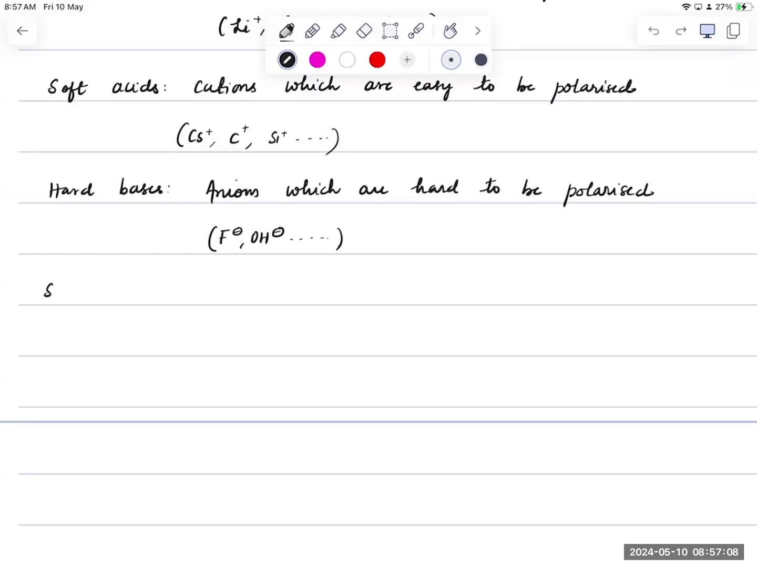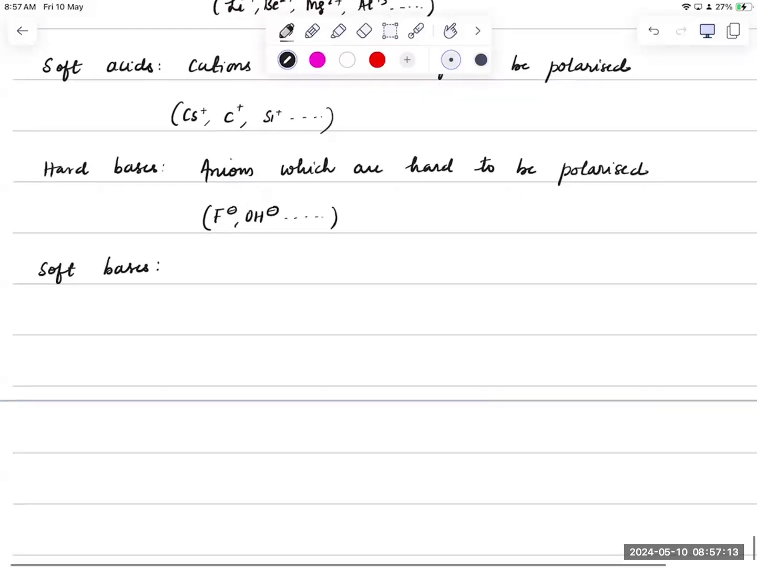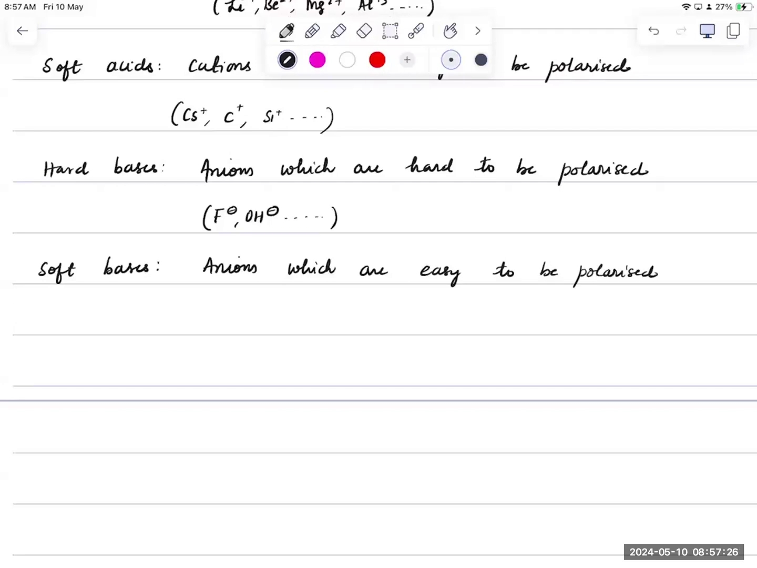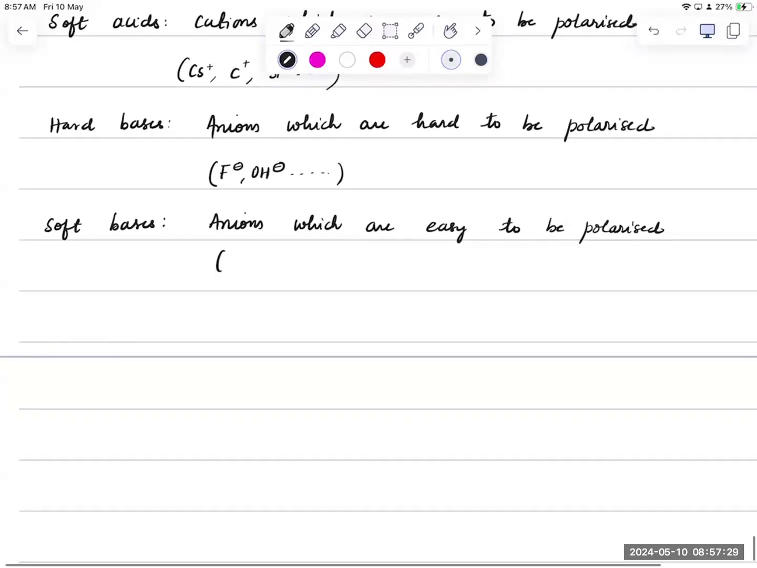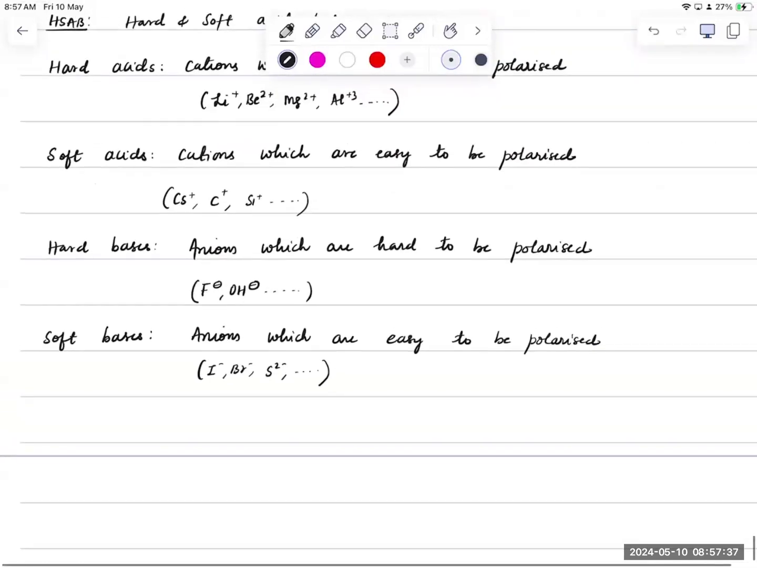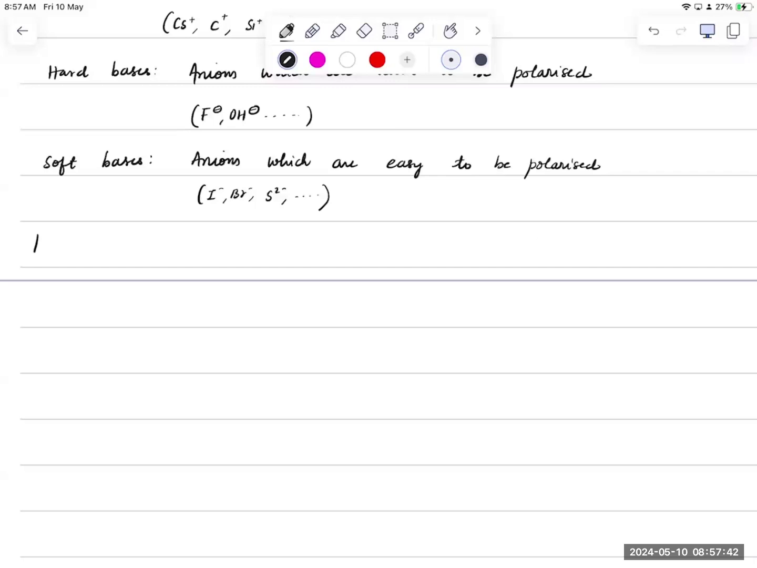Soft bases. Soft bases are anions which are easy to be polarized. Example: I minus, Br minus, S2 minus, and so on. These are bigger in size also, and they are soft bases as well. And the basic principle here is the HSAB principle.